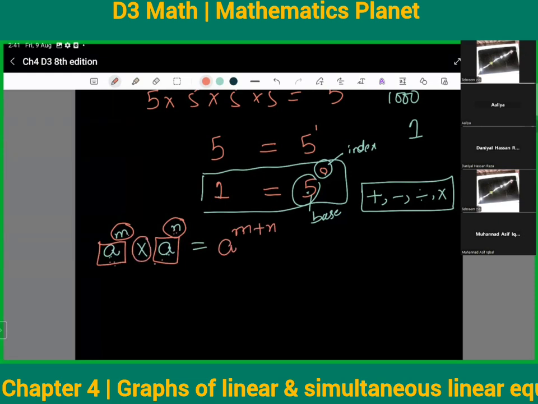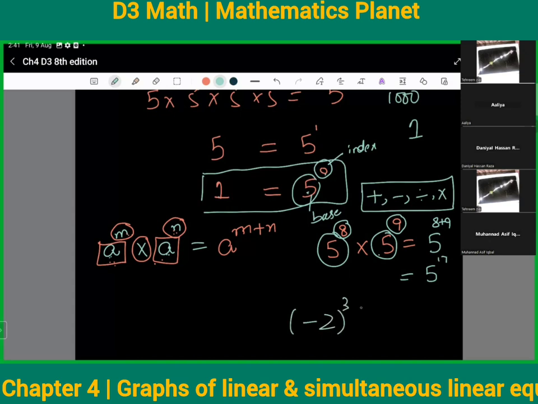Got it? For example, if you have 5 to the power 8 multiplied by 5 to the power 9, what will you get? The bases are the same, so you will write the same base. And what about the powers 8 and 9? You will add the powers, 8 plus 9. So you will get 17. If you have minus 2 to the power 3 multiplied by minus 2, again the bases are the same, so the base will remain as it is. Powers are 3 here and 1 here. If nothing is written, it means 1. So 3 plus 1 will be 4. Got it?